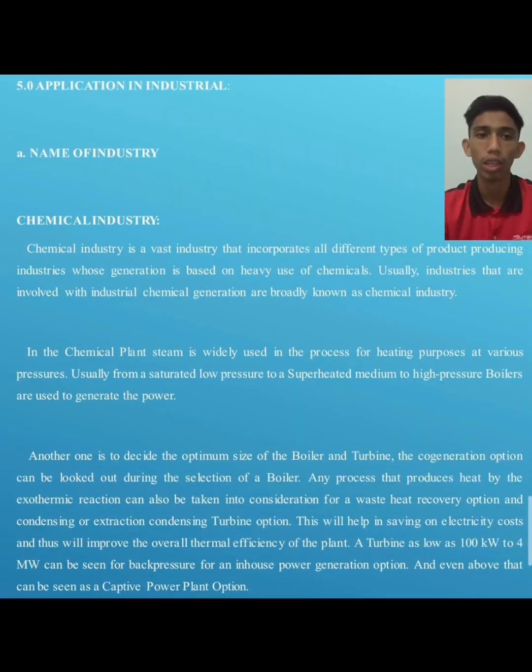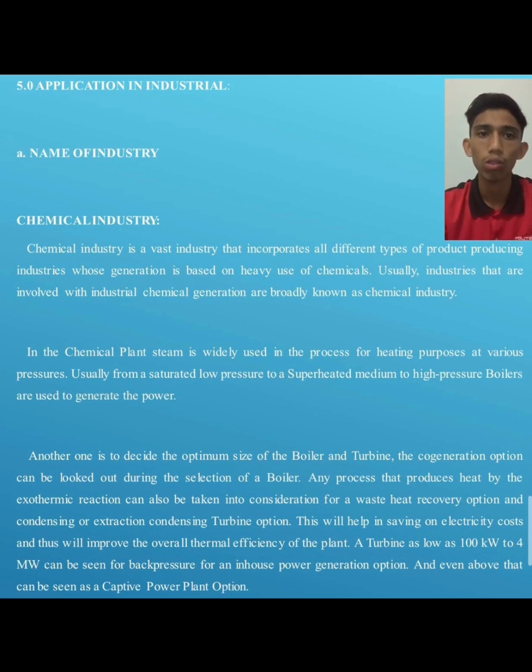5.0 Application: Industrial. Name of industry: Chemical industry. Chemical industry is a vast industry that incorporates all different types of product processing industries whose generation is based on heavy use of chemicals. Industries that are involved with industrial chemical generation are broadly known as the chemical industry.